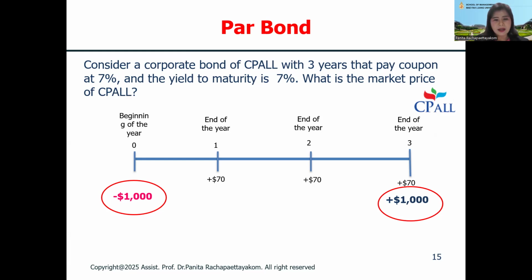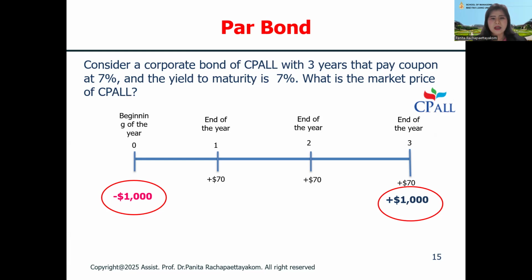On the other hand, if you buy this bond, the CPO 3-year bond, with money greater than 1,000 Thai baht, what does it mean? It means that you earn a return of less than 7%. So if you buy the bond at 1,000 Thai baht, it means that you buy this bond at par. We call it a par bond.